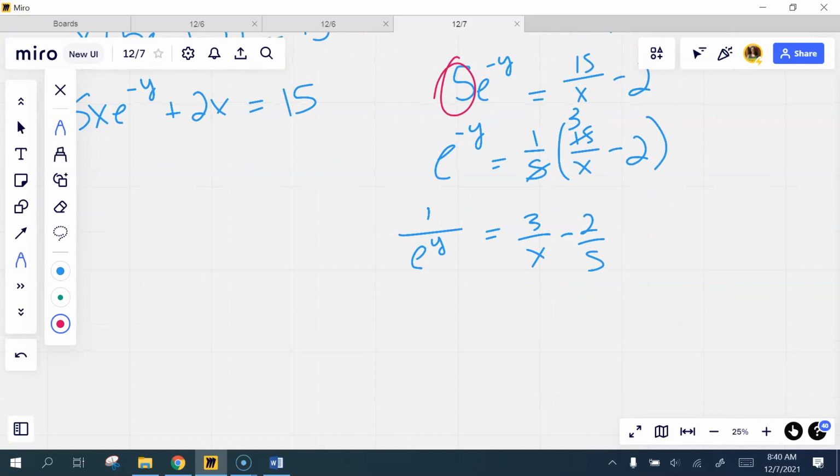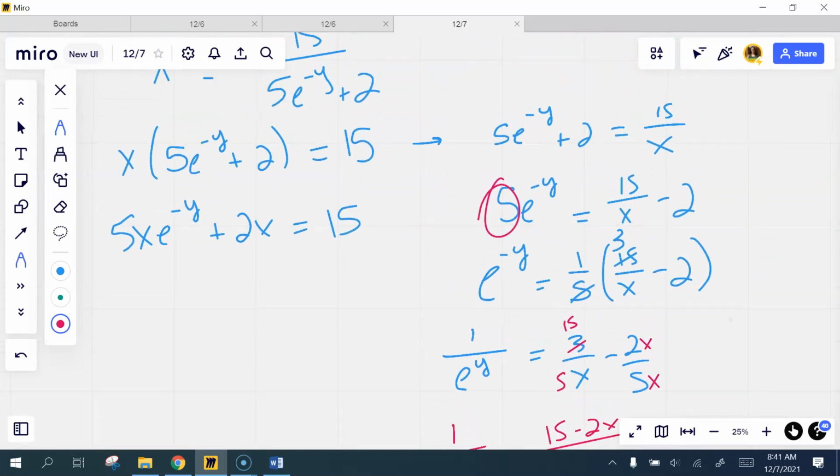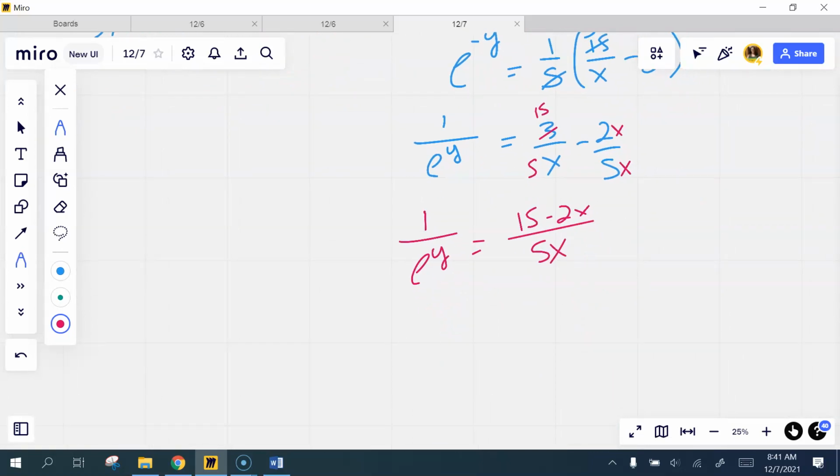It's into one fraction. Wait, so you mean you're making a one fraction common denominator? Yes. Common denominator. I can make this 15 over 5x, and I can make this 2x over 5x. So I can have 1 over e to the y equals 15 minus 2x over 5x. And I did that so that I can flip both of them, because I can't solve it like it is right now. So I'm going to say e to the y equals 5x over 15 minus 2x.